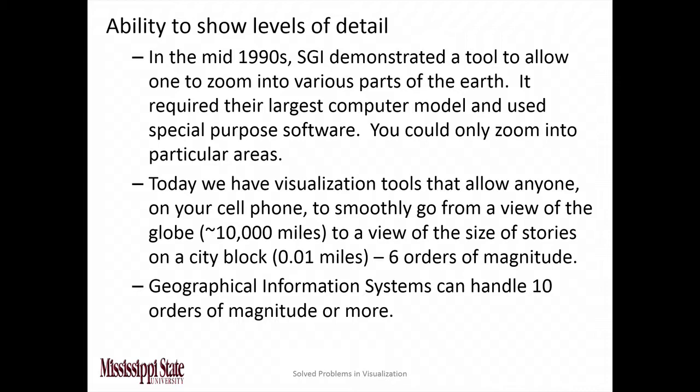You could only zoom into particular places, like the Bay Area. It didn't take long for that to be overcome. So today we have visualization tools that allow anyone on your cell phone to smoothly go from a view of the globe, which is about 10,000 miles wide, more like 8,000, but let's just use a square number here, 10,000, to a view of the size of stores on a city block, which is about 50 feet or 0.01 miles. That's 6 orders of magnitude.